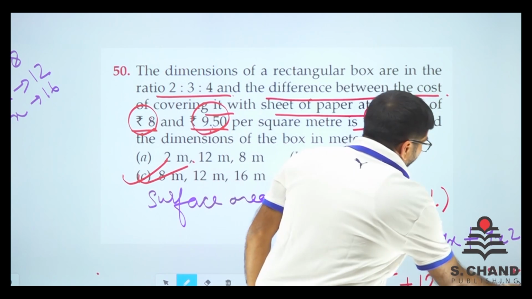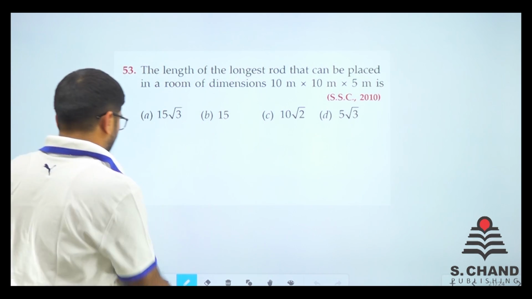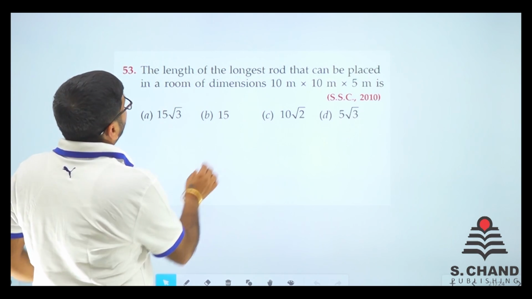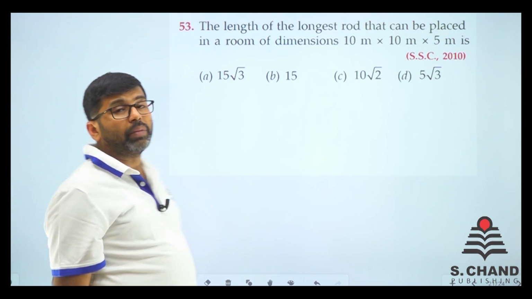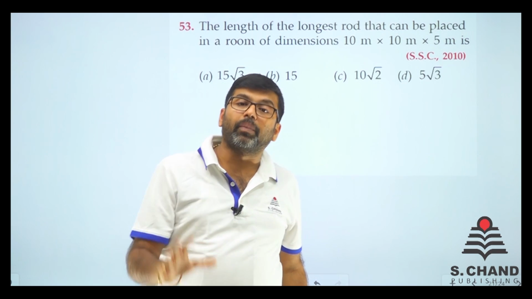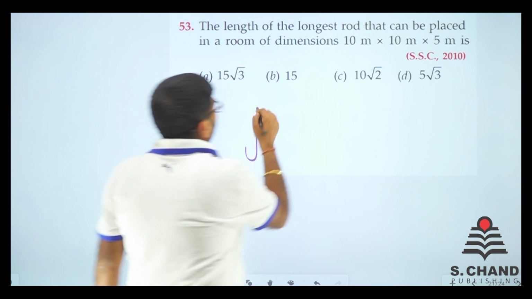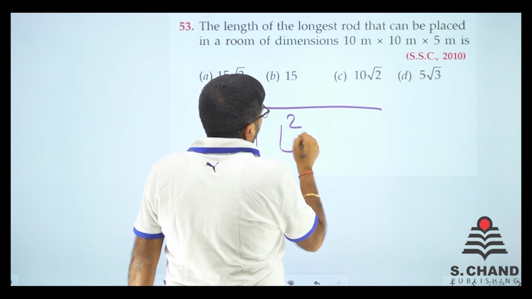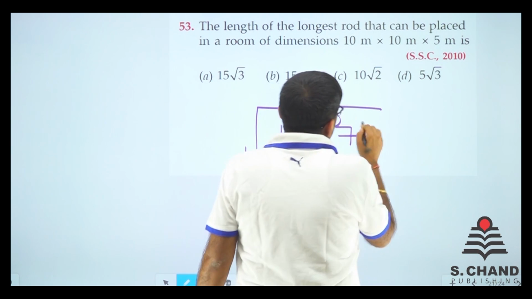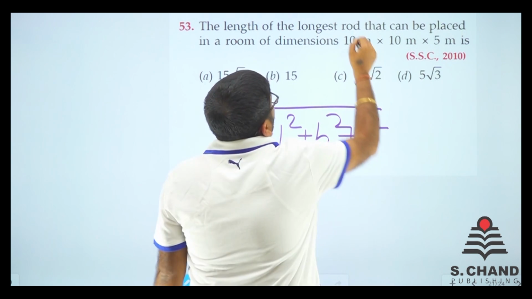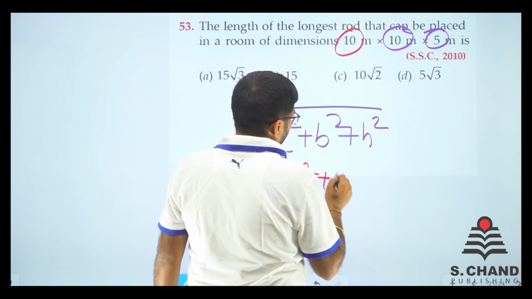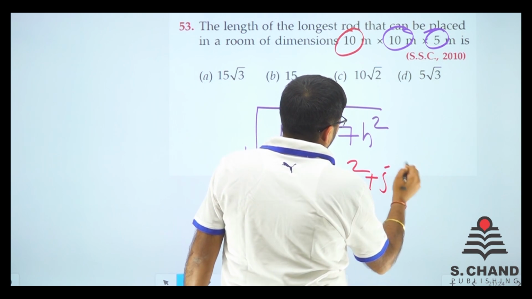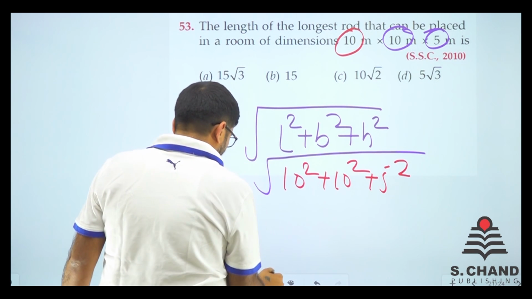Here we go. We go to the next question. Here we go. Question number 53. What did it say? The length of the longest rod that can be placed. If you remember, the longest rod is just the diagonal part. And diagonal is what you know is root L square plus B square plus H square. And that is 10, 10 and 5. So 10 square plus 10 square plus 5 square ka root.